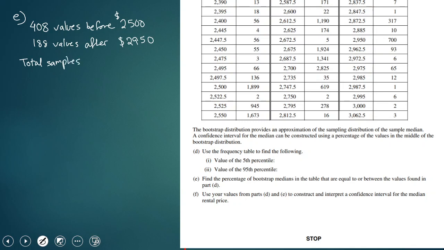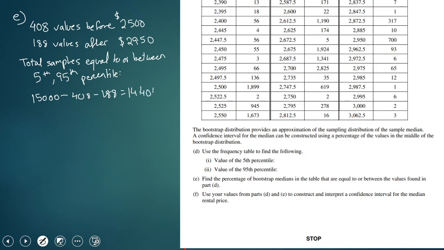total samples equal to or between the 5th and 95th percentile. So the total number would be 15,000 total samples minus 408 minus 188, which gets me 14,404. Because this is 596, so 404, yeah. And so my percent is going to be 14,404 divided by 15,000, and then obviously multiplied by 100. And so I get 96.03%.